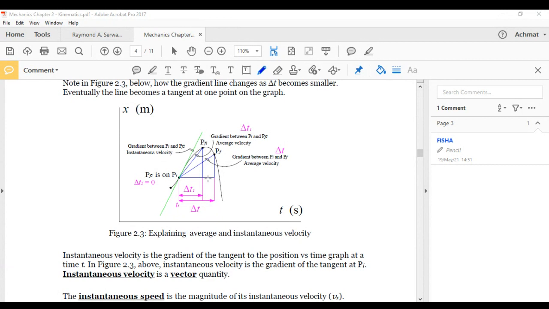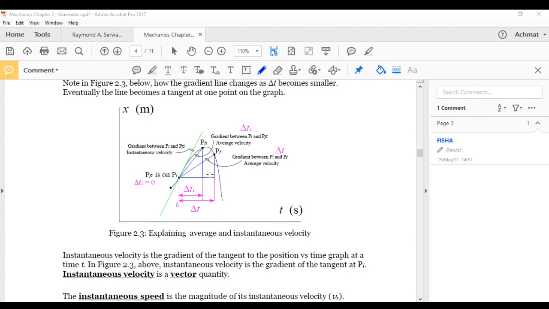If I were to make my delta t smaller, can you see here? This is my first delta t. Now my delta t is that amount, delta t1. In other words, I move this point a bit more, so I've got that point over there now. If we call it Pf1, we now need to find the average velocity for that, or the gradient for that line. Your delta t is smaller.